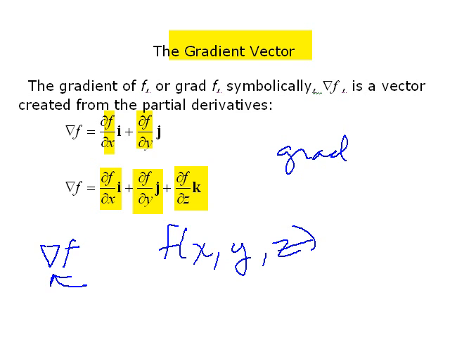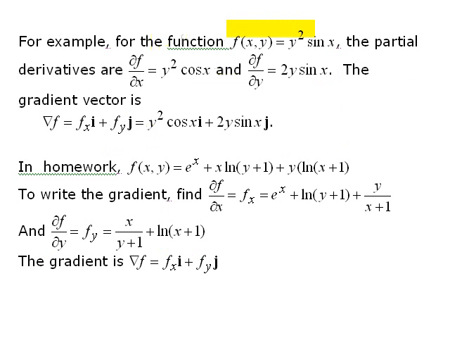So for the function we were just talking about, y squared sine x, it has a partial with respect to x of y squared cosine x, and a partial with respect to y of 2y sine x. The gradient vector is y squared cosine x in the i direction plus 2y sine x in the j direction.